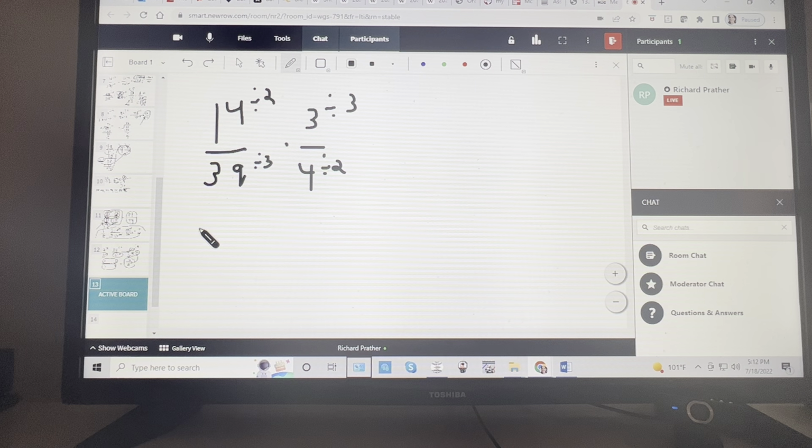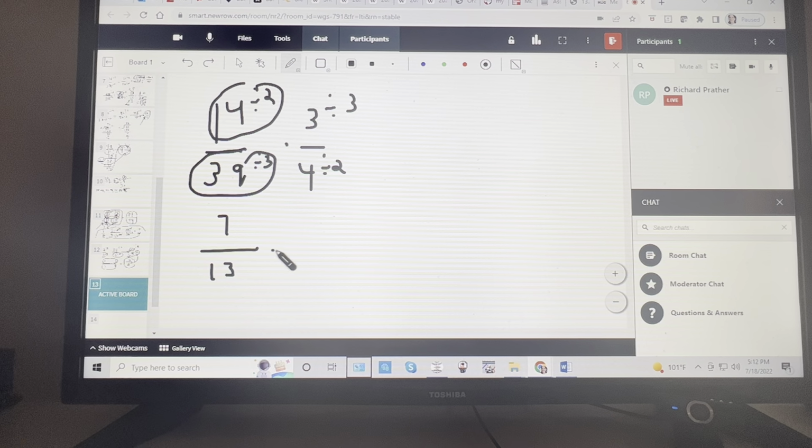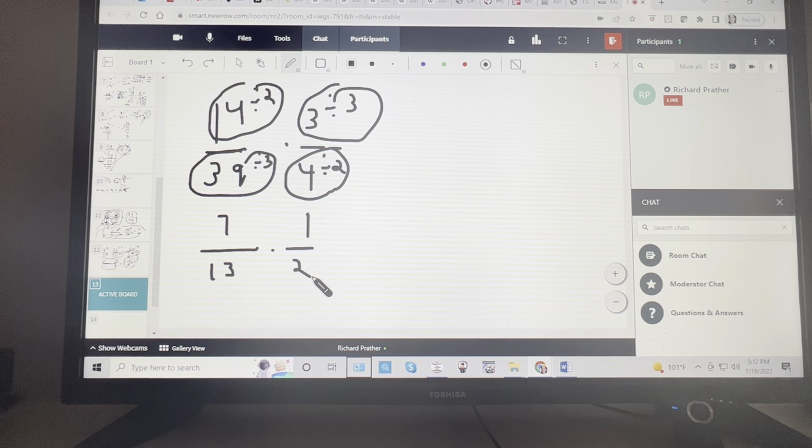So now you just go in order. 14 divided by 2 is 7. 39 divided by 3 is 13. 3 divided by 3 is 1. 4 divided by 2 is 2. Now I've got all numbers that are prime, or they just don't reduce anymore. So now you go straight across. 1 times 7 is 7, 13 times 2 is 26, and then you're done.